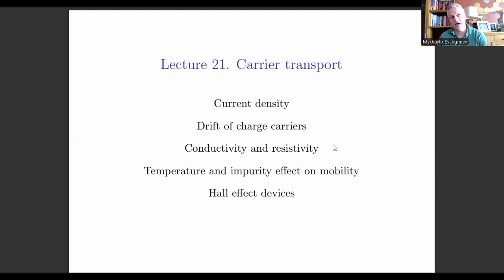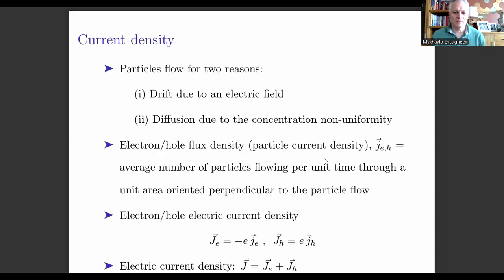Hall effect devices allow measuring experimentally, determining the sign and the concentration of the majority carriers in a semiconductor. So I give you a semiconductor, you perform this Hall effect measurement, and you tell me, this is a p-type semiconductor, and it has 3.21 times 10 to the 17th holes per cubic centimeter. All right, so let's begin.